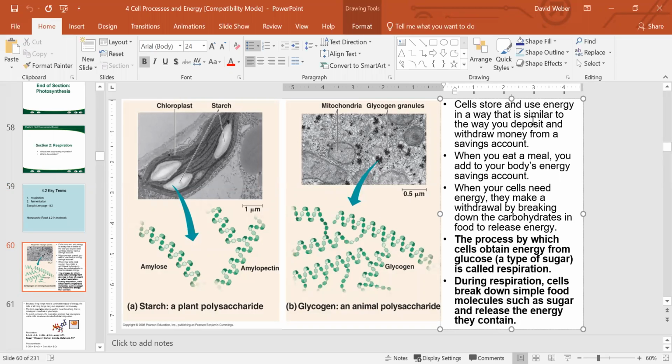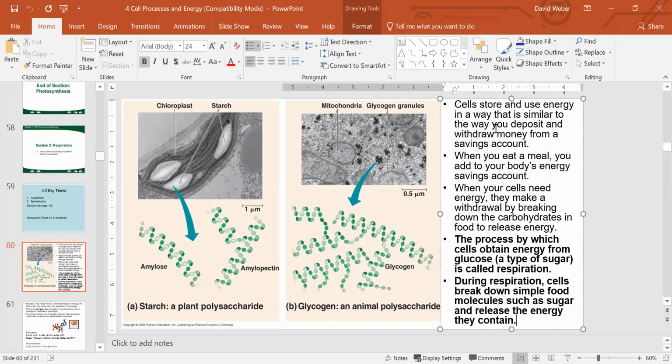Cells store and use energy very similar in a way that you or your parents or whoever deposit money in and out of a savings account or a bank account. So when you eat a meal, you're adding to that savings account by eating food, okay? And your body is taking that food in and converting it to energy, and that's like the deposit of money. So when your cells need energy, they make a withdrawal by breaking down that food and those nutrients from the carbohydrates from that food and release the energy from those molecules.